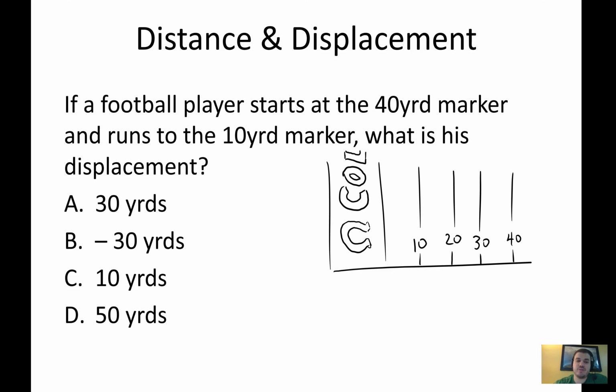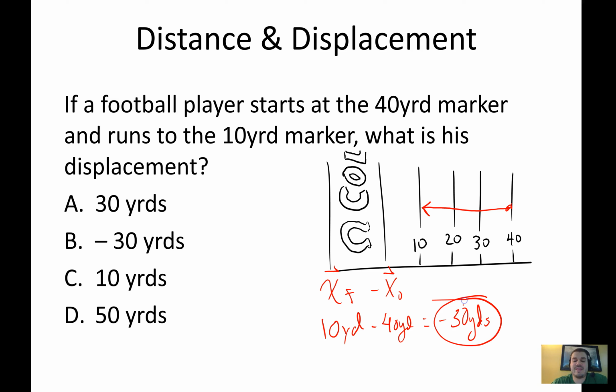We have a football player who starts on the 40-yard line, and he runs to the 10-yard line. What is his displacement? Remember that displacement is final minus initial. So if my final is 10 and my initial is 40, then my displacement is a negative 30 yards. Remember that that negative indicates the direction in which I've moved, so that's important for displacement. My distance, on the other hand, is simply measuring that I moved 10, 20, 30 yards, so my distance would be 30 yards with no indication of direction.